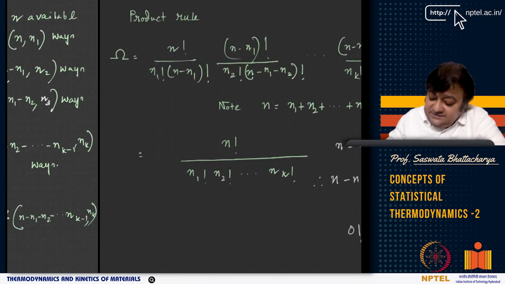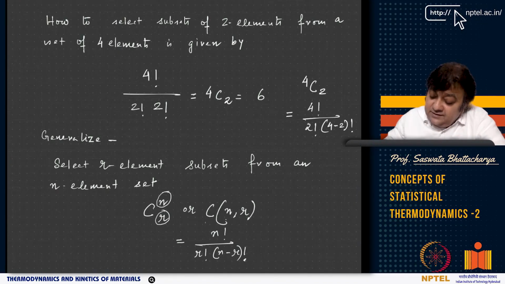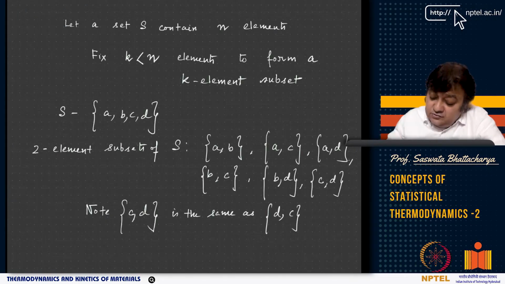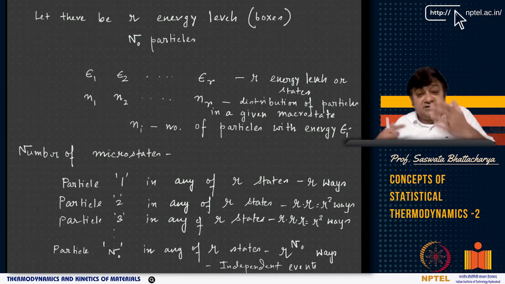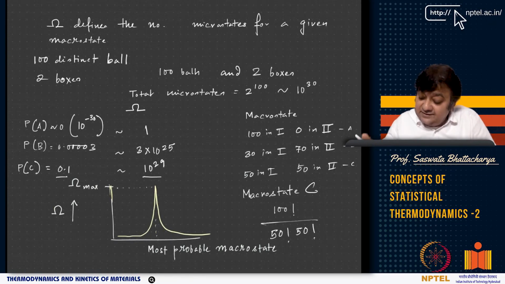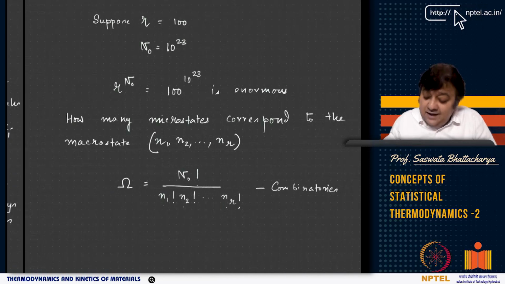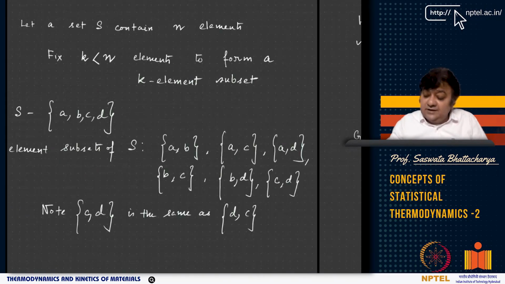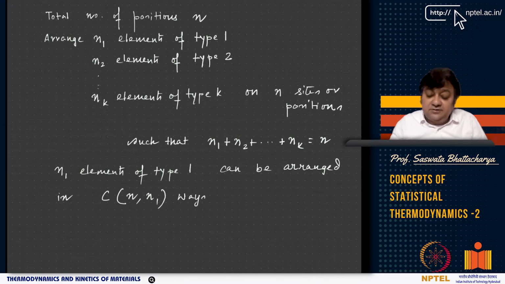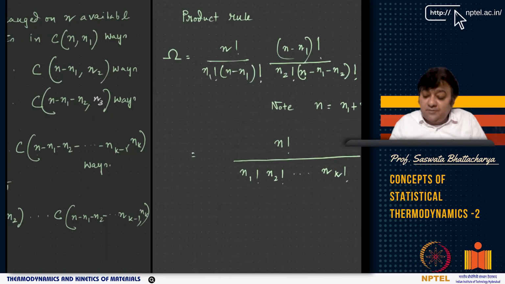Exactly this is the formula that I have been using, whether it is 4C2, 100C50, or 100C70. For macrostate C, I told you the number of ways is 100 factorial by 50 factorial, 50 factorial. And here it is n0 factorial by n1 factorial, n2 factorial up to nr factorial. That's the formula that we also derived just by using the product rule.